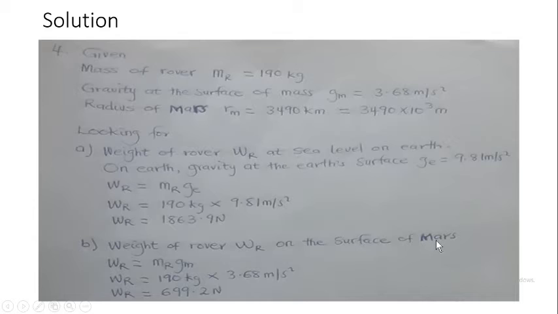Now, the second part of the question asks us to determine the weight of the rover on the surface of Mars. On the surface of Mars, the gravity has been given to us to be 3.68. So when you multiply that by the mass of the rover, you get 190 times 3.68. And then when you punch your calculator very well, you will get the weight of the rover on Mars to be 699.2 Newton.